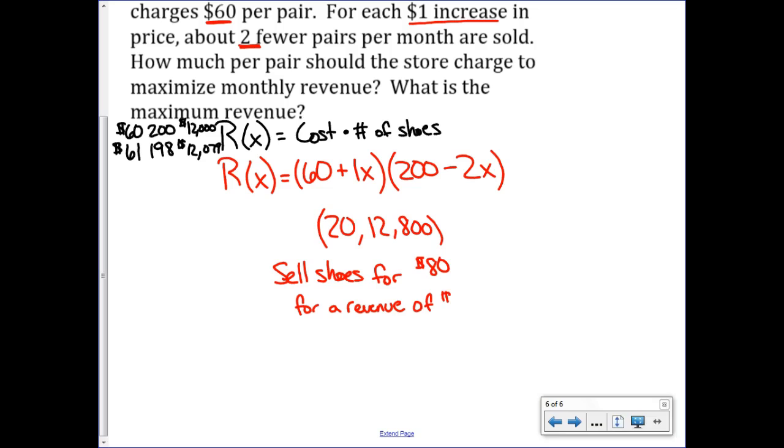for a revenue of $12,800. If you wanted to find out how many shoes you would sell, you could plug it into that second piece there. 200 minus 2 times 20 is 40. So 200 minus 40, you would only have sold 160 shoes, but you're making more money that way. So businesses do that to try to maximize their profit or their revenue, regardless of how many items they're selling.